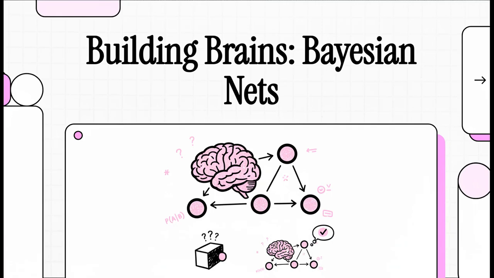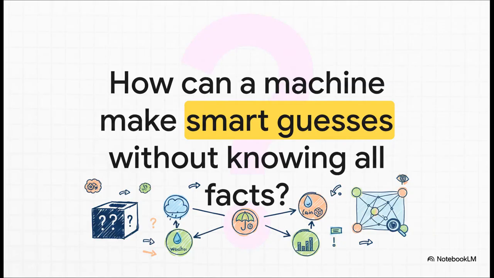All right, what if we could build a brain, not from flesh and blood, but from pure logic and probability? Well, that's exactly what we're going to explore today as we dive into the fascinating world of Bayesian networks. So here's the big question, right? How can a machine reason like we do, make smart guesses when it doesn't have all the facts? The answer is this really powerful idea called probabilistic reasoning, and it is the engine that makes these networks tick.